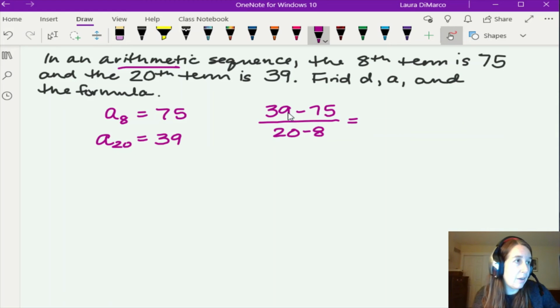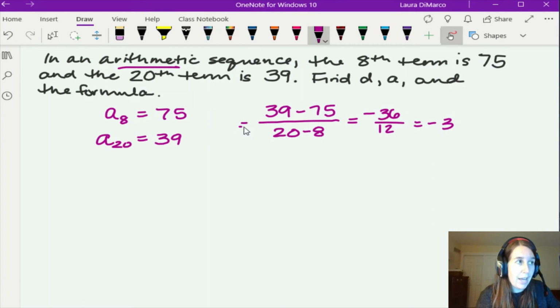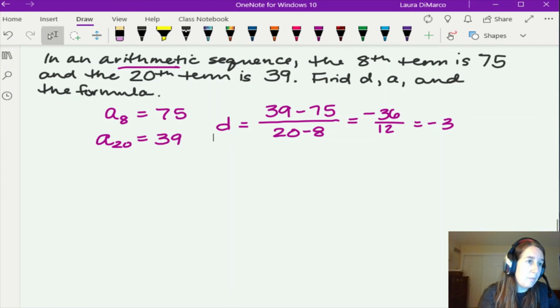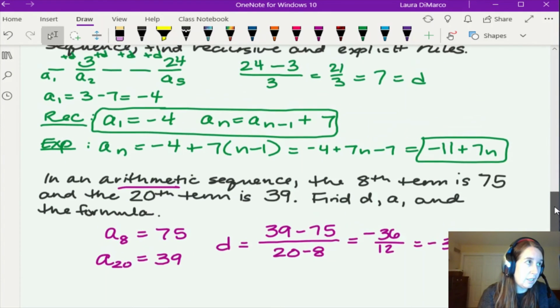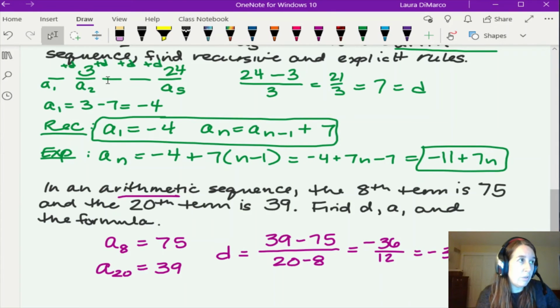So if we figure that out, 39 minus 75, I got that was negative 36, and then on the bottom is 12. So this is -3. And remember, that is d, okay? d is -3. So I didn't write it all out this time, but it's really the same thing that we did here when we wrote all of the spaces, right? And then we figured out that there were 3 terms between the 2nd term and the 5th. Well, that's 5 minus 2 is 3.